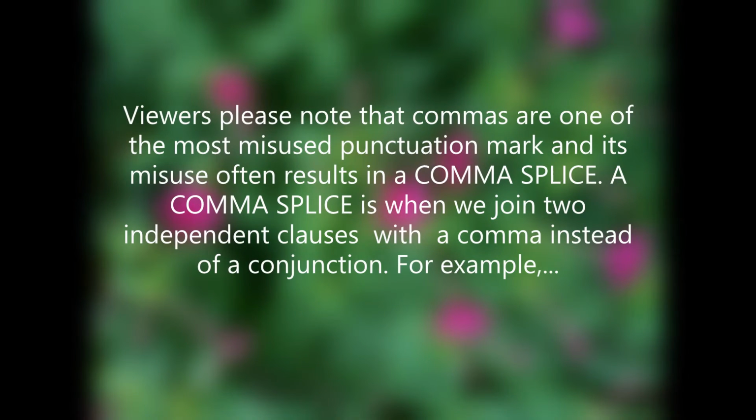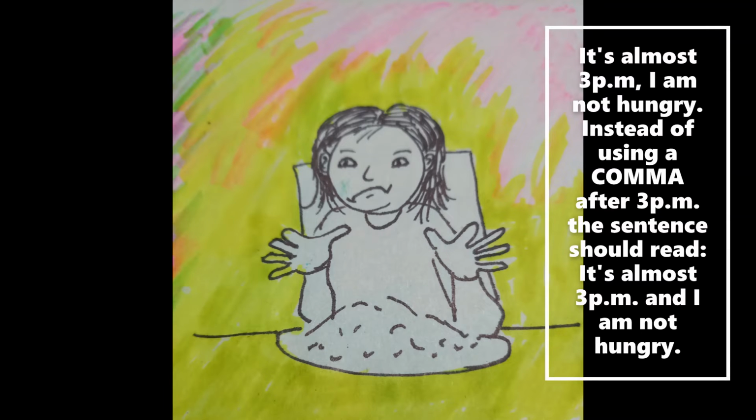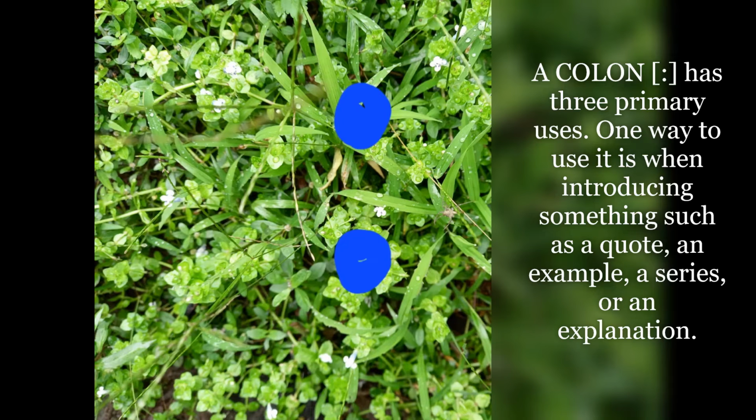Viewers, please note that commas are one of the most misused punctuation marks, and its misuse often results in a comma splice. A comma splice is when you join two independent clauses with a comma instead of a conjunction. For example, it's almost 3 p.m., I'm not hungry. Instead of using a comma after 3 p.m., the sentence should read, it's almost 3 p.m. and I'm not hungry.